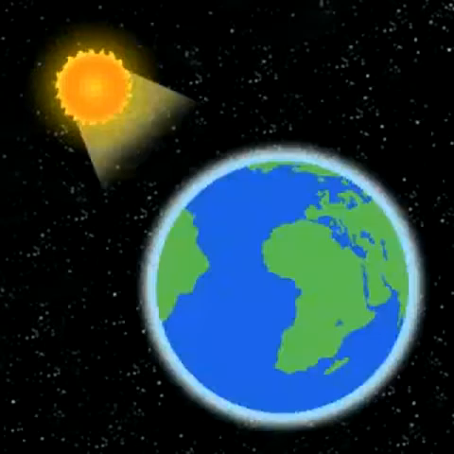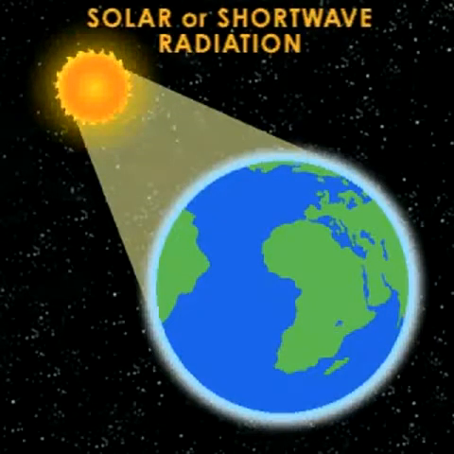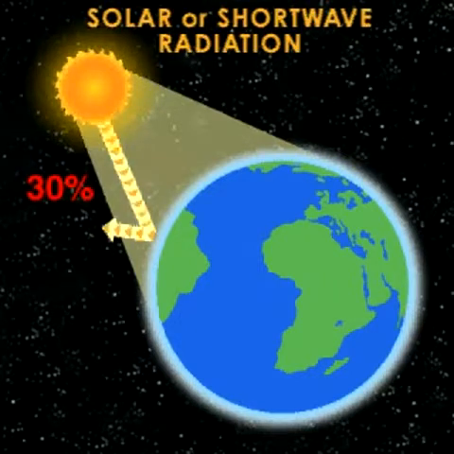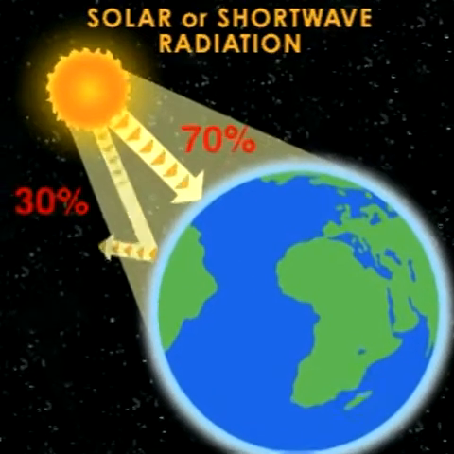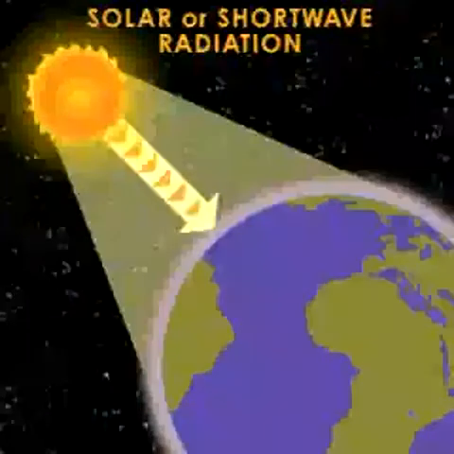The temperature of Earth depends largely on the total radiation received from the Sun. The Earth reflects about 30% of the solar energy radiation reaching it and absorbs the remaining 70%. The absorbed solar radiation heats up the Earth.